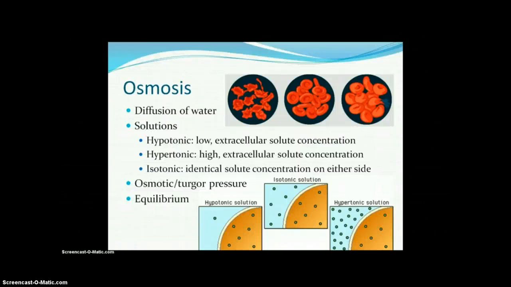Osmosis. As you can see from the picture located at the bottom of the slide, hypotonic solutions have a low solute concentration compared to the inside of the cell, whereas hypertonic solutions have a high solute concentration. Isotonic solutions generally have identical solute concentrations on either side of the plasma membrane. Osmosis refers to the diffusion of water through a membrane from a solution that is hypotonic to hypertonic.